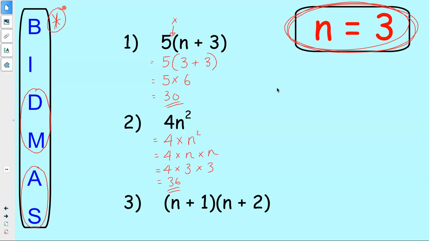And then this last one here on this slide, we have n plus 1 in bracket and then n plus 2 in bracket. So again, we'll replace this n with a 3. And replace this n with a 3. And then do the brackets: 3 add 1 is 4. 3 add 2 is 5. And what's in the middle of the brackets? We don't write it as a multiplication sign there. So 4 multiplied by 5 is 20. Okay, that's the sum of that side. Let's move on.